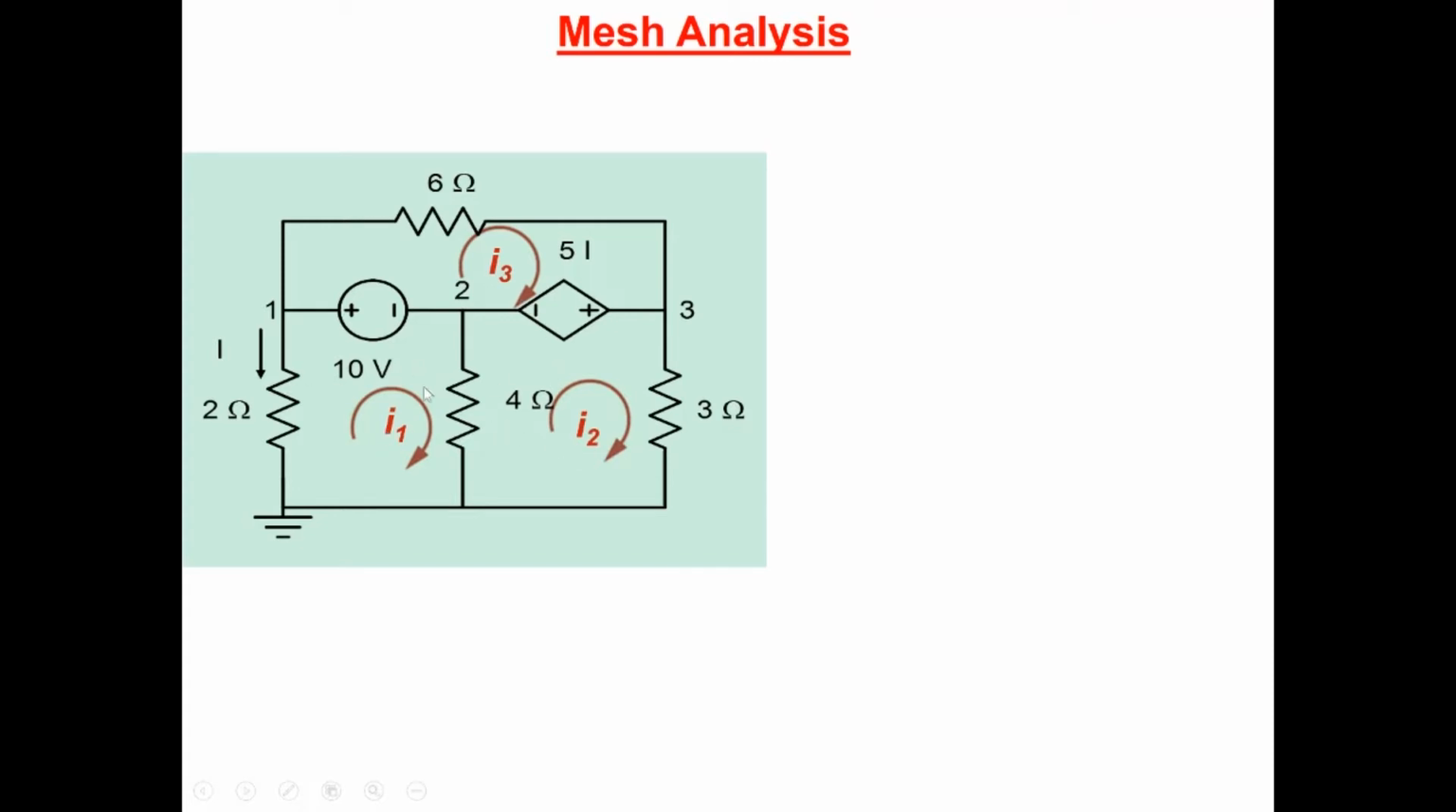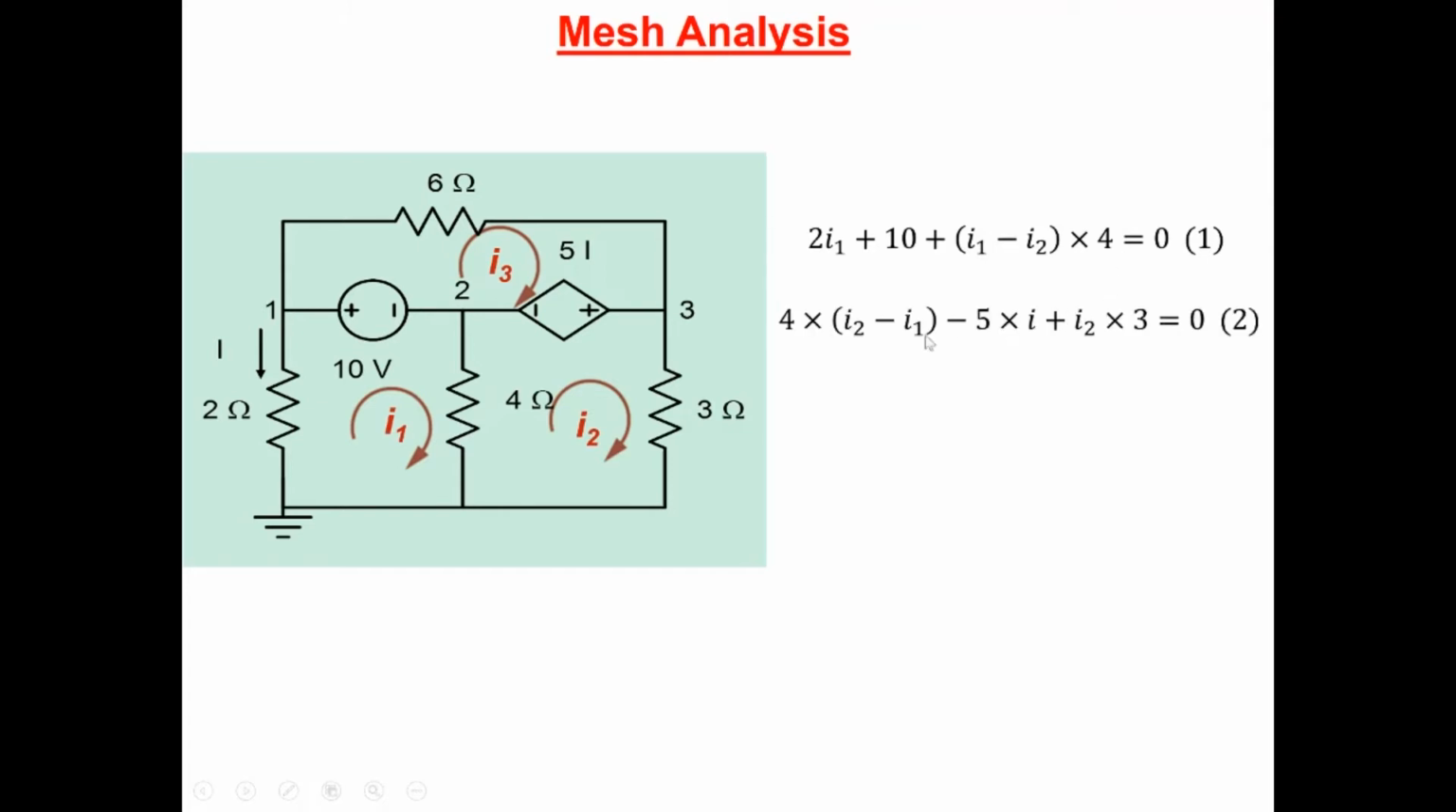And then for each one of those meshes, we write down the KVL. So let's write down for I1 here. All the mesh currents have been taken in the clockwise direction. So we go clockwise in the direction of the current. So we start from here. We write down 2I1, and then there is a voltage drop of 10 volts. And then when we come here, it is (I1 minus I2) into 4 here. So that's the first equation.